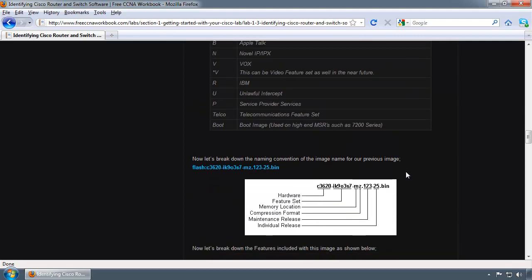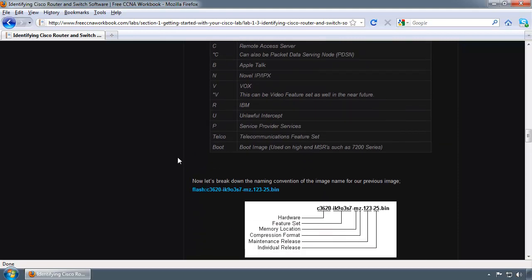But nonetheless, it talks about the memory location. There's different spots where this image can be loaded from. The 2500 series platforms load the IOS image from Flash, whereas newer platforms will actually decompress the image from Flash into memory and execute the IOS software from memory because it's faster.